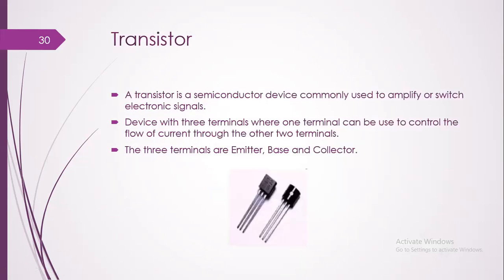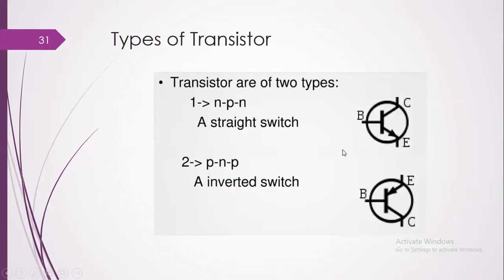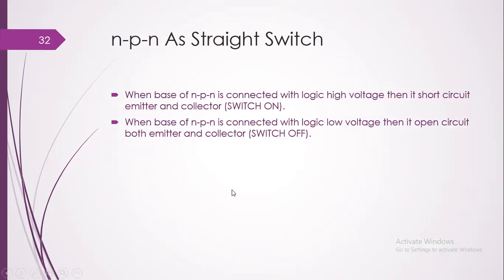So coming towards the fifth component, the transistor in electronics, which is a semiconductor device. It is used mostly in two applications: switching applications, and the second category is amplification. A transistor is a three-terminal device: emitter, base, and collector. There are two types of BJT transistors: NPN and PNP. So NPN is the straight switching device, and PNP is the inverting switching device.